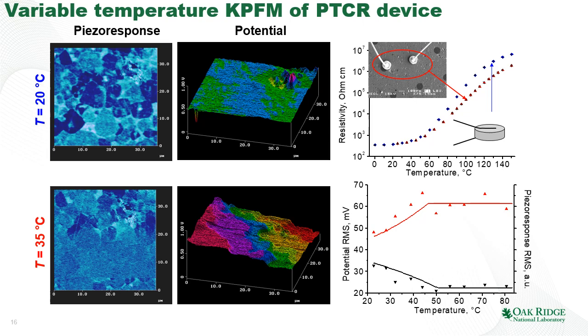KPFM under lateral bias gives me the information about the grain boundary activity. So you can see that at low temperature, I see the clear PFM contrast, so the system is ferroelectric, but there are no potential drops. And at higher temperature, there is much weaker piezoelectric activity, but there are potential drops. And the onset of the potential drops and the disappearance of the piezoelectricity are perfectly correlated in temperature.